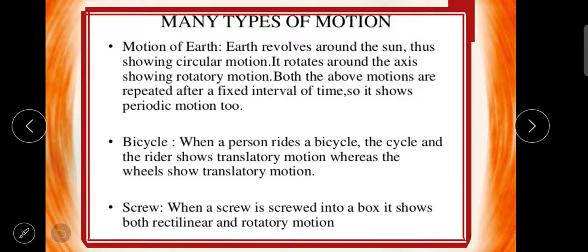In a similar manner, when a person rides a bicycle, the cycle and the rider show rectilinear, means translatory motion, straight line motion, while the wheels show circular motion. Here it is mistyped as translatory, you can correct it as circular motion. Last one is screw. When a screw is screwed in a box, it shows rectilinear as well as rotatory motion. So in this way, you can see different types of motion in different examples.